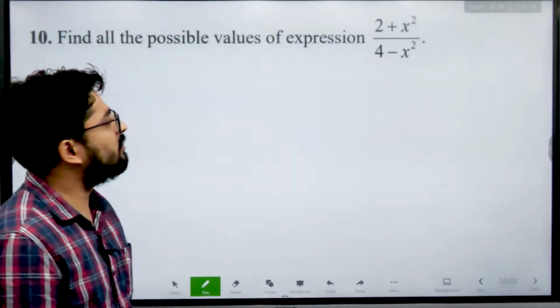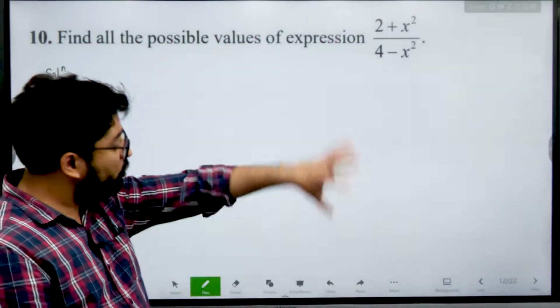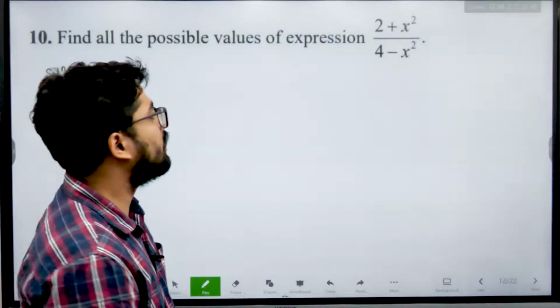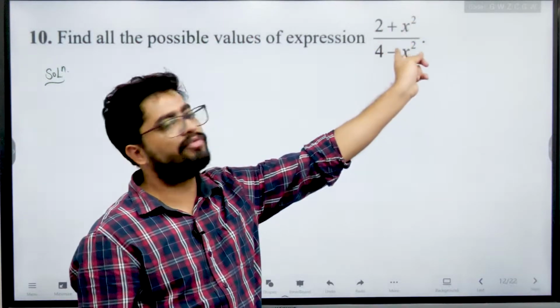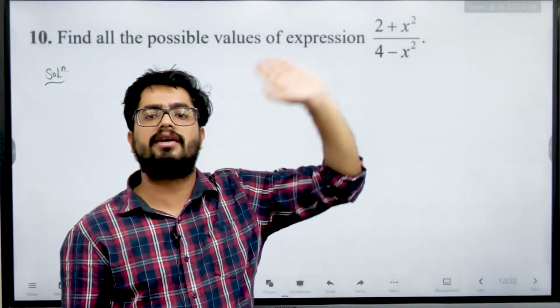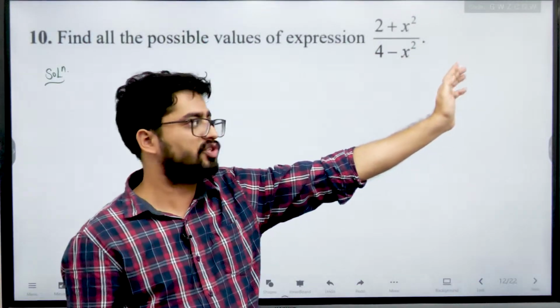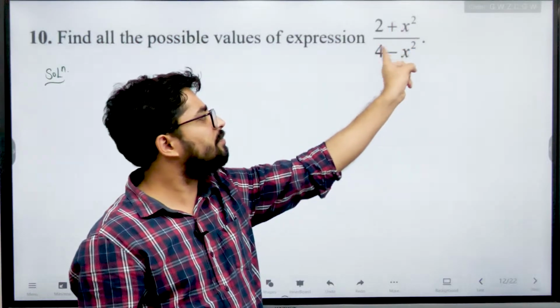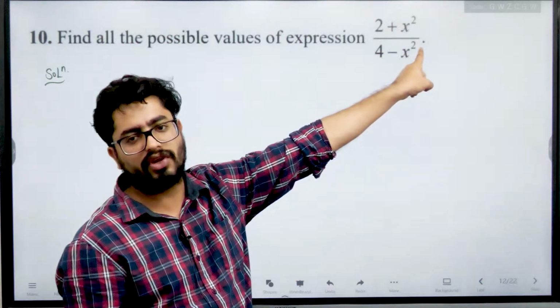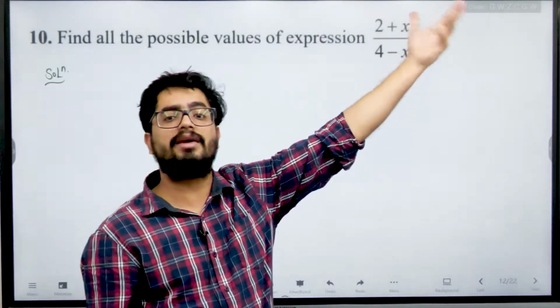Find all the possible values of the expression. You have to find the possible values of this expression. When you give x equal to 0, you'll get 2 by 4, that's 1 by 2. That's a possible value of this expression. When you give x as 1, you'll get 2 plus 1, 3, 3 upon 4 minus 1, 3, 3 upon 3 is 1. That's again a possible value.